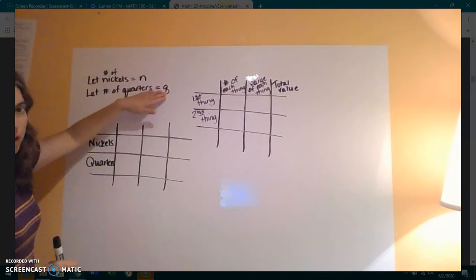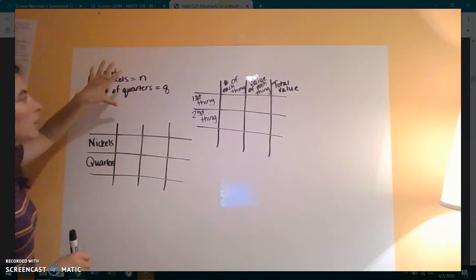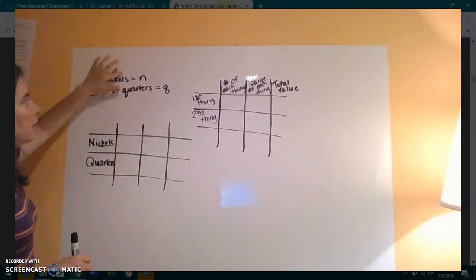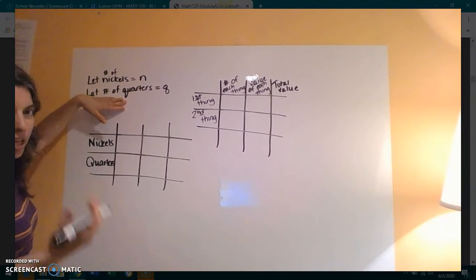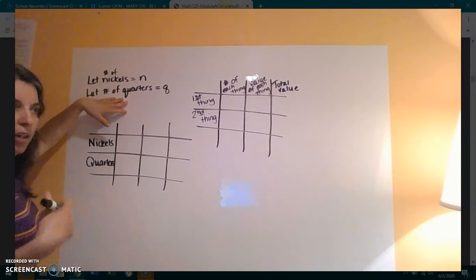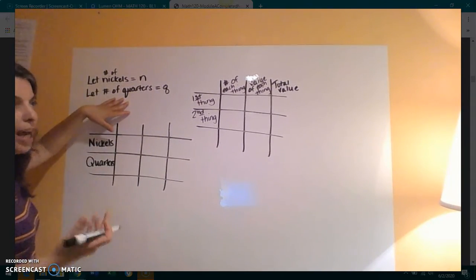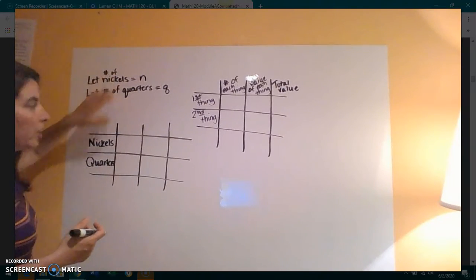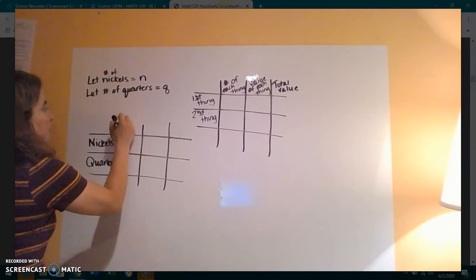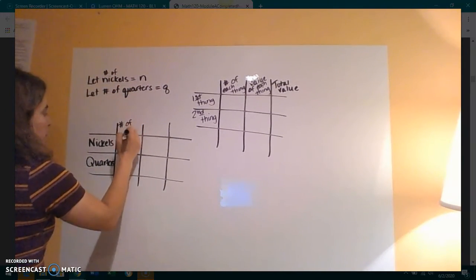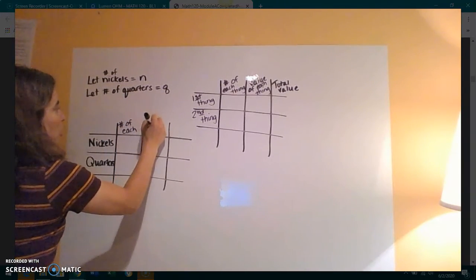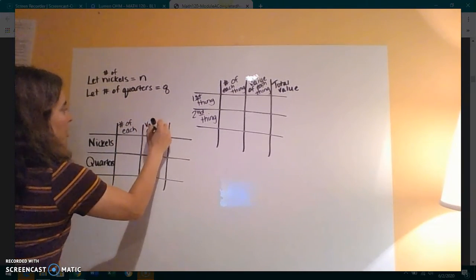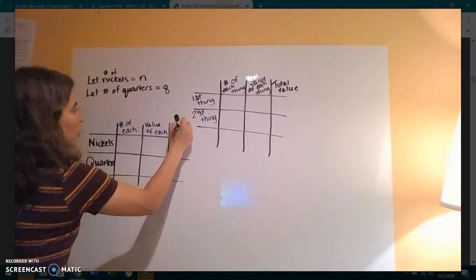I've defined my variables, and I like to have this be as specific as possible. I don't want to say just nickels, because there are a lot of different things about the nickels. There's the weight of the nickels, the value of the nickels, the size of the nickels, right? We want to know the number of nickels. So we have the number of each, we have the value of each, and we're going to have the total value here.